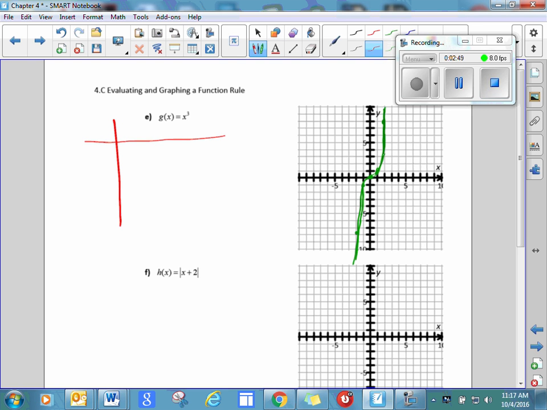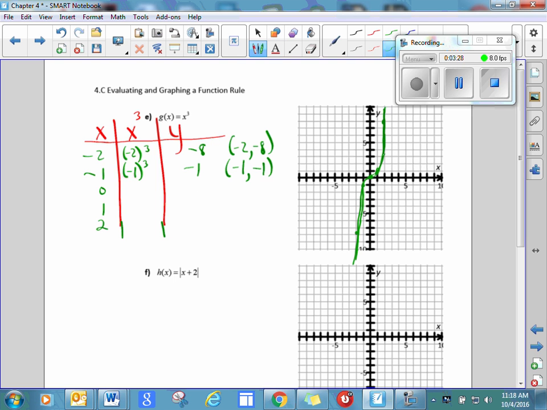So again, we've got our input, x, rule, which is cube the x, and that's going to give us our output, and ultimately we're going to have an ordered pair. So I'm going to pick -2, -1, 0, 1, and 2 for my input points. And when I cube those, when I cube -2, I'm going to get -8. So my ordered pair is (-2, -8). When I cube -1, I'm going to get a negative number again. I'm going to get -1. So this is (-1, -1).